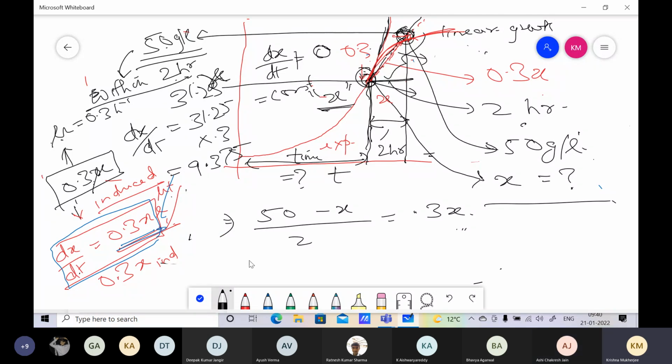Sir, I got it, but when we assume that dx by dt is equal to 0.3 into x at induction, aren't we assuming that even before the point of induction, growth was happening linearly and not exponentially?